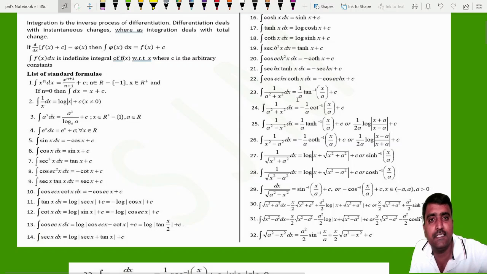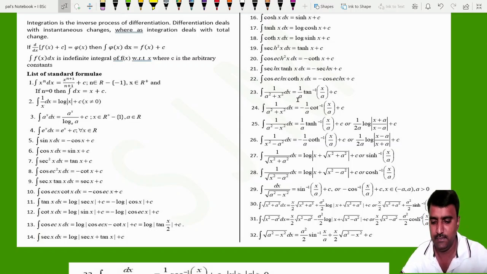This is the last opportunity to learn the integrations, because in the next coming semesters you are studying some difficult problems. Everywhere, when we are solving differential equations, we are using integrations. From that point of view, some of the papers completely depend on integrations. So you should think this is the last opportunity to learn the integrations. Better you learn simple integrations.